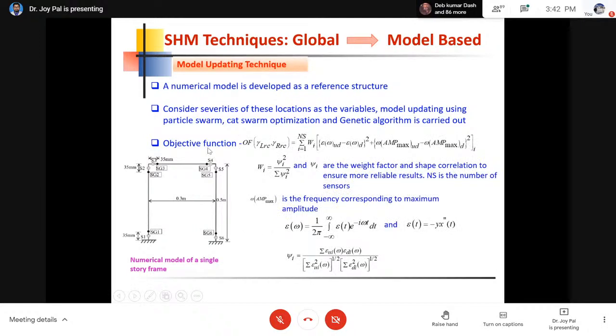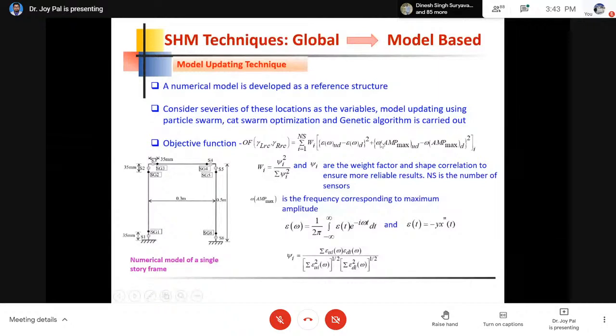So then next step is creation of the objective function. We already discussed how to construct the objective function. Our response was strain time history. Then we converted it into the frequency domain, and we used that directly here.